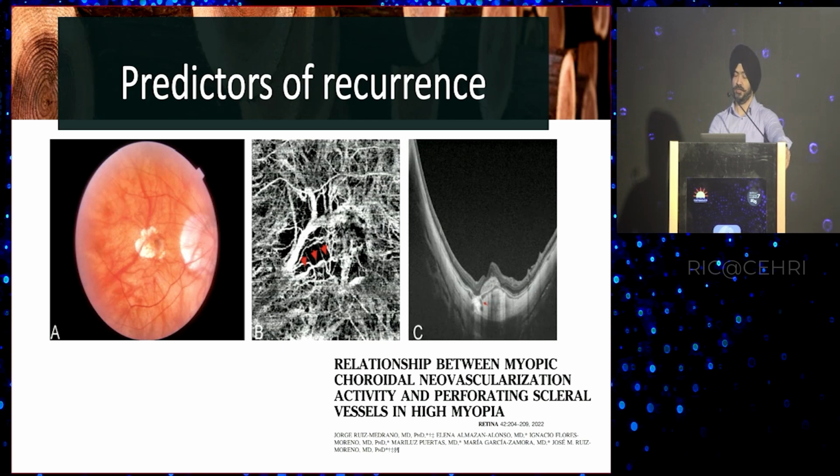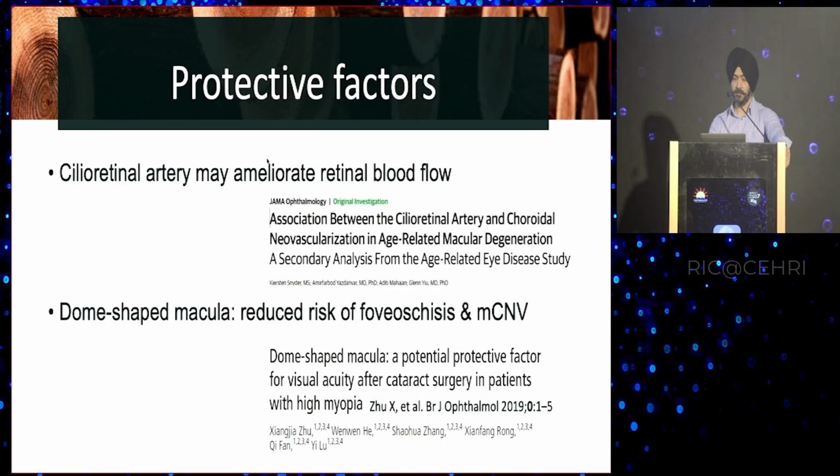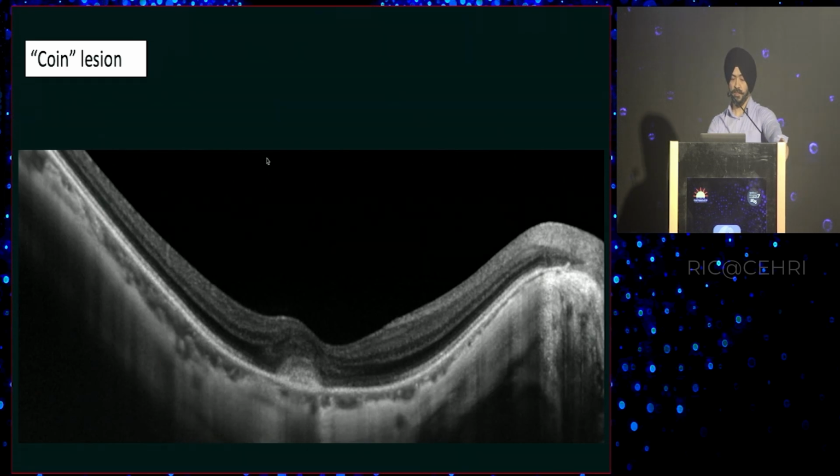They originate from the sclera, and patients who have posterior perforating scleral vessels are known to have more recurrent disease. There are certain protective factors, extrapolating from other diseases, the cilioretinal artery and dome-shaped macula being the most salient ones. The differential is sometimes difficult. A coin lesion which does not show any leakage on FFA can look very similar to CNVM on OCT. So FFA is supposed to be more diagnostic and has higher sensitivity in picking up myopic CNVMs.